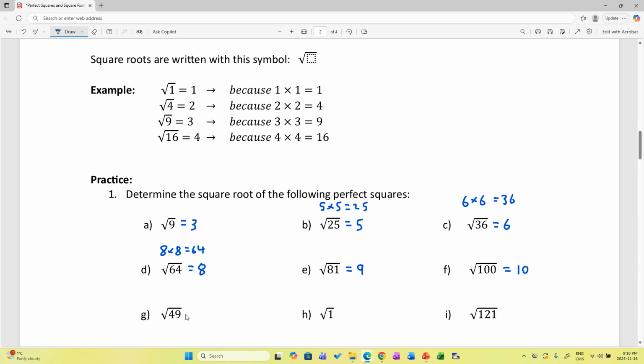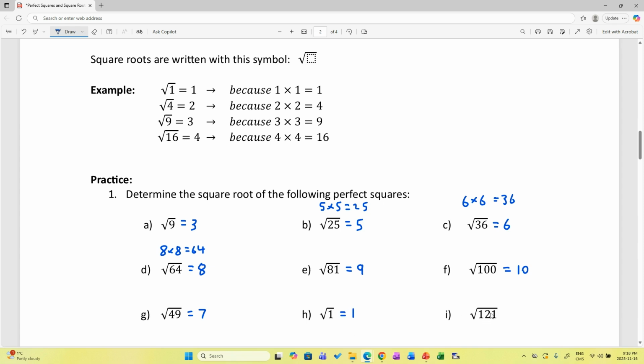What about the square root of 49? Are there two numbers that can multiply by itself to get to 49? How about 7 times 7? So the square root of 49 is just going to be 7. The square root of 1. What two numbers can multiply by itself to get 1? How about 1 times 1? Hence the square root of 1 is just going to be 1.